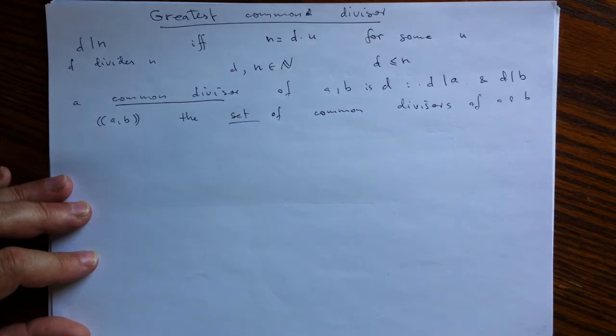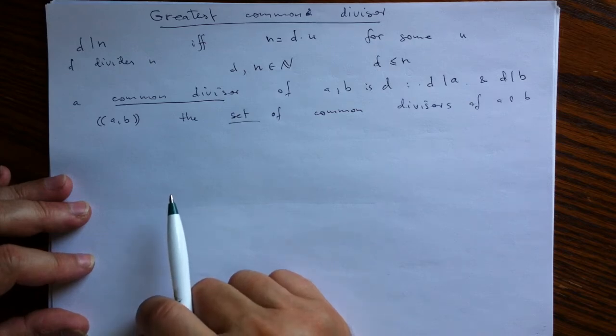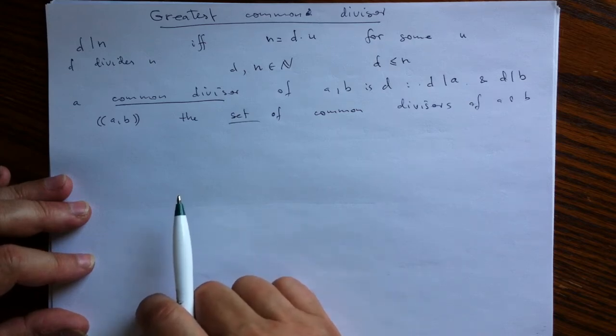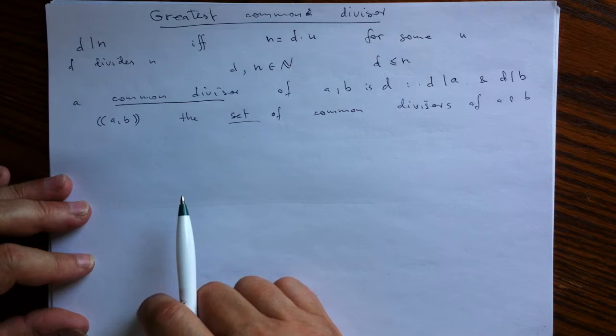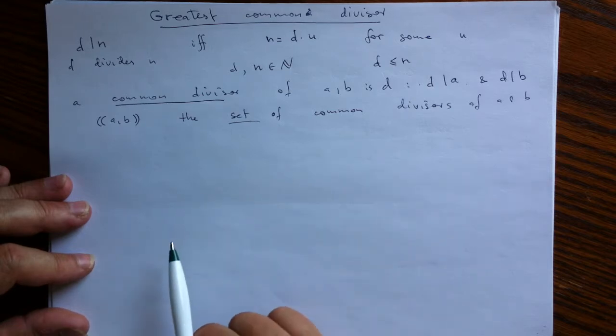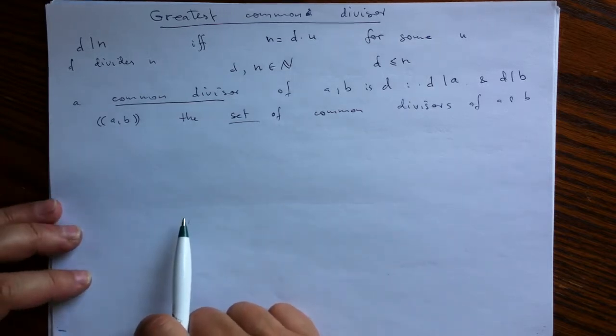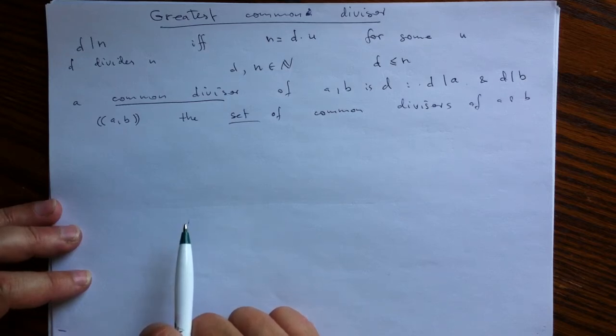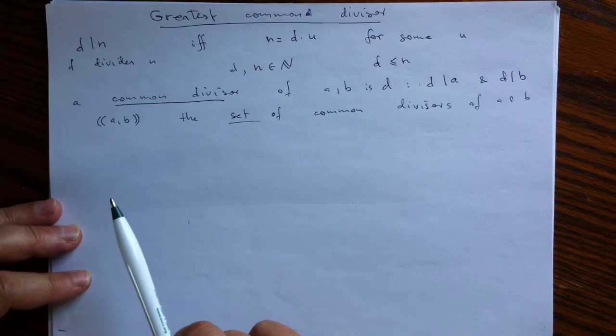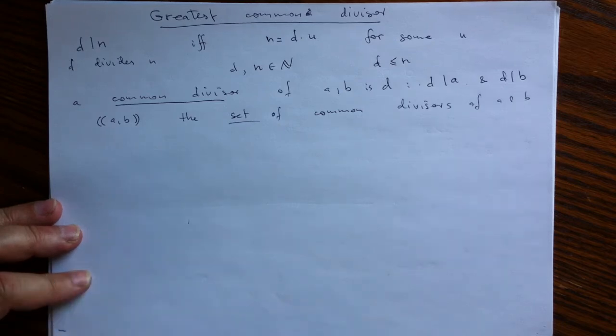And now I'm going to argue that there is always an element in this set which will be the largest in the sense of division. So there will be an element such that all other elements in the set will be dividing it.